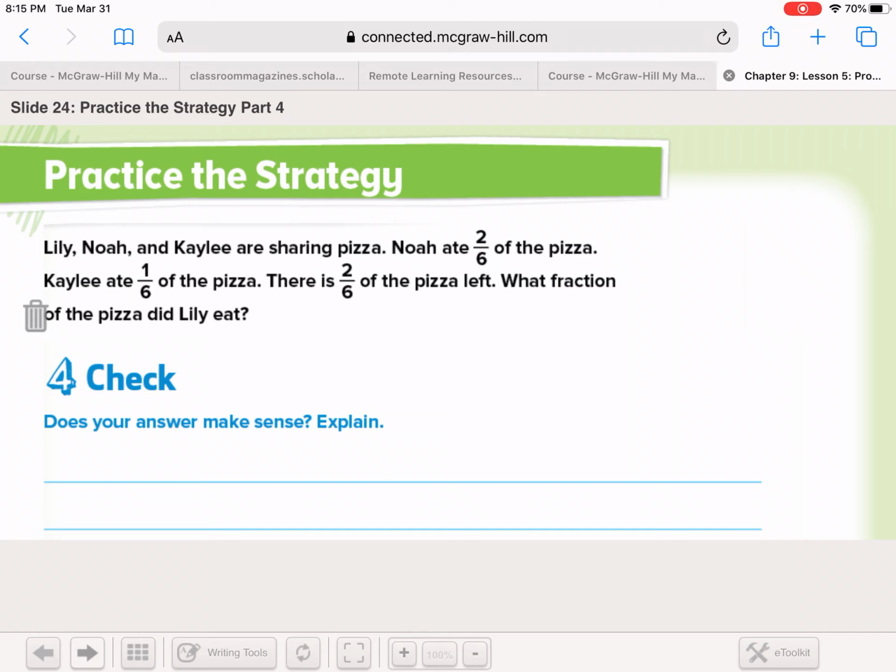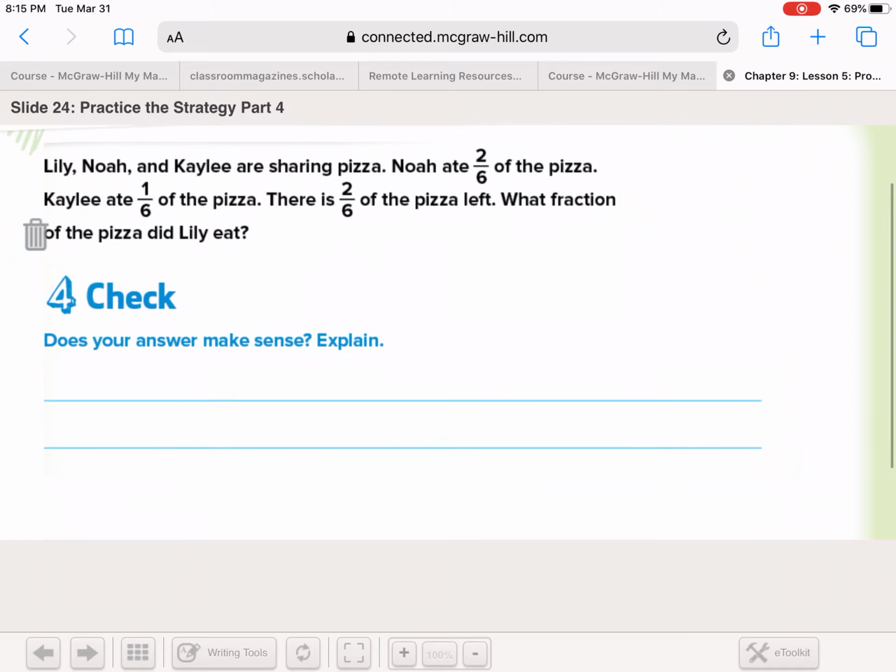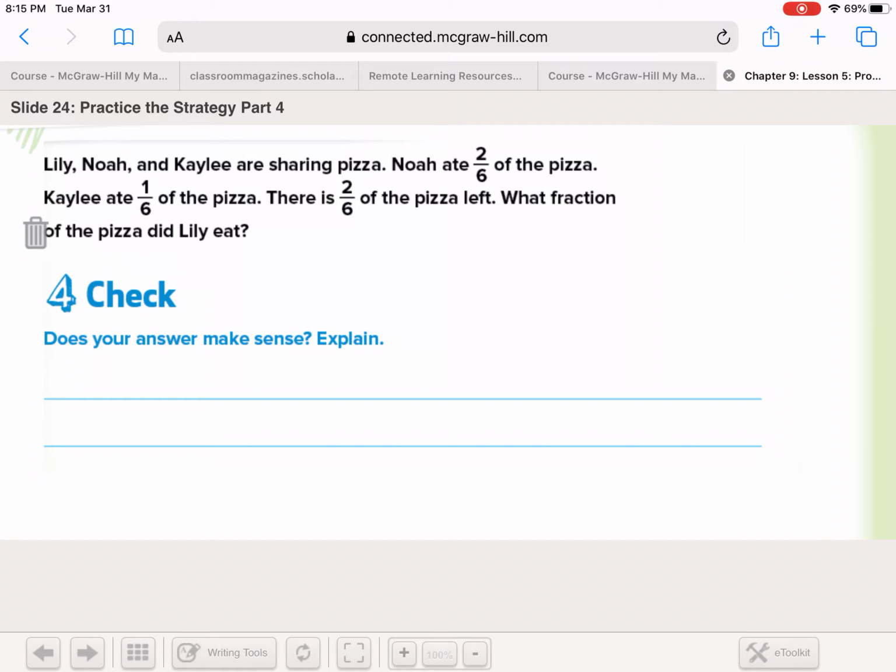And then they ask us to check. Does it make sense? Does it make sense what you did? They want you to say, well, they said there were 6 pieces of pizza. Did I account for all 6 pieces?